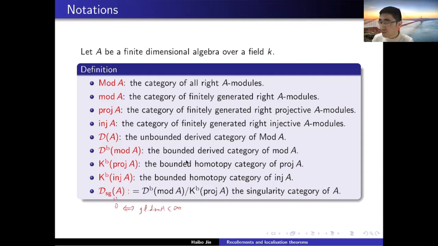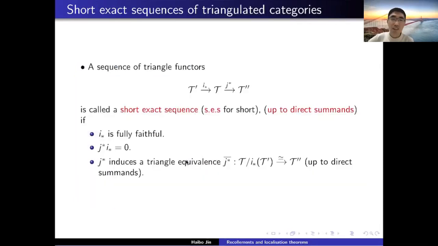So we are interested in short exact sequences of triangulated categories. It means a sequence of triangle functors between three triangulated categories satisfying the following three conditions. First, we need i lower star to be fully faithful. Then the composition of j and i is 0.